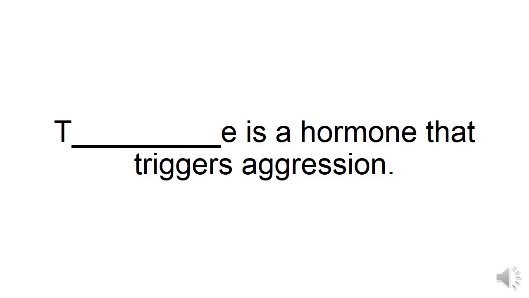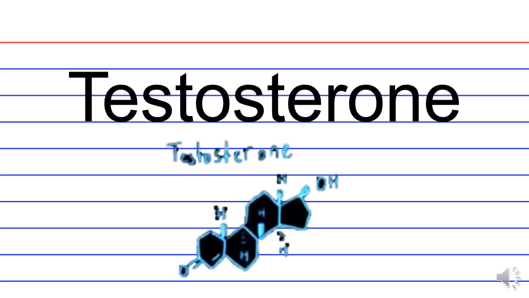T blank E is a hormone that triggers aggression. So T blank E, what hormone is this? So that would be testosterone. Testosterone is the hormone that triggers aggression. That's why males tend to be more aggressive than females. But females produce testosterone also, just not in the same amount that a man or male animal would.